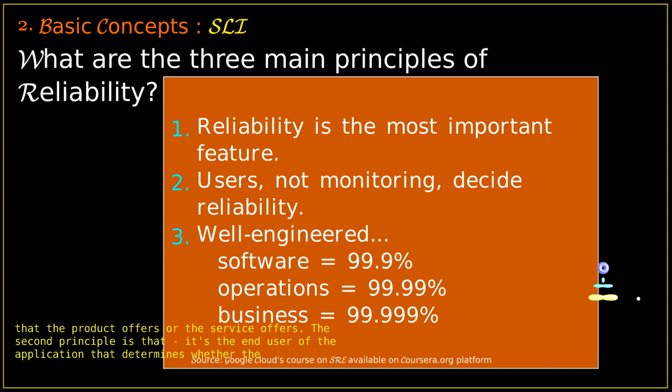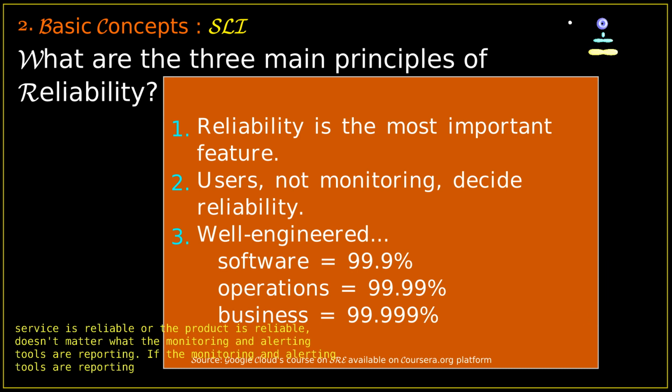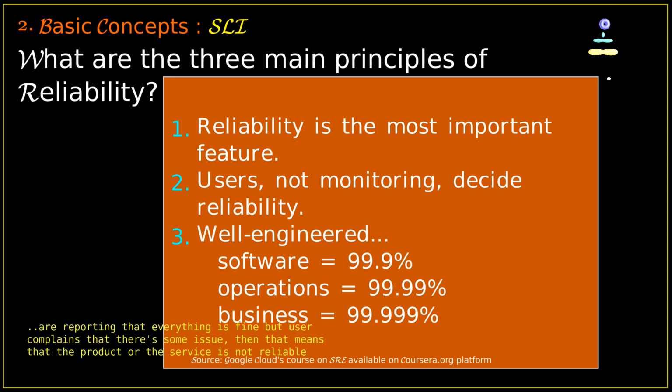The second principle is that it's the end user of the application that determines whether the service is reliable or the product is reliable. Doesn't matter what the monitoring and alerting tools are reporting. If the monitoring and alerting tools are reporting that everything is fine, but user complains that there's some issue, then that means the product or the service is not reliable.